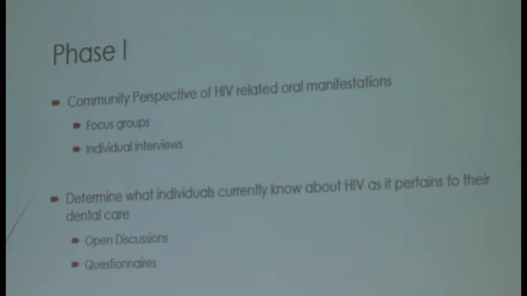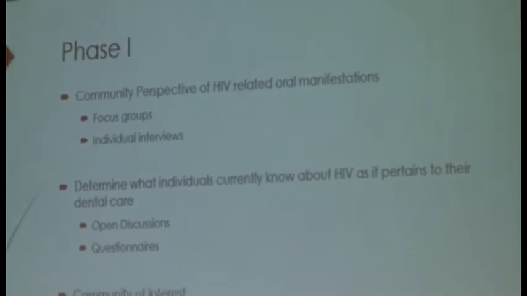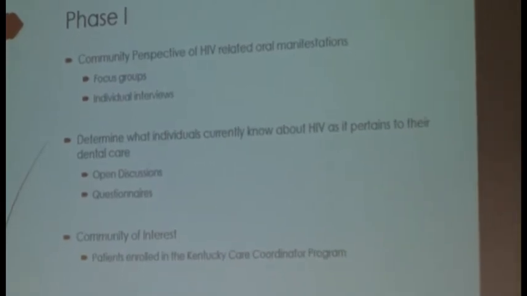The community of interest, as of now, are patients who are enrolled in the Kentucky Care Coordinator Program, and I chose that program because I know a few individuals who work very closely with it and are very familiar with it.